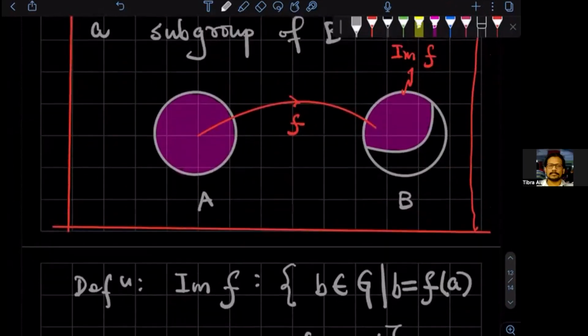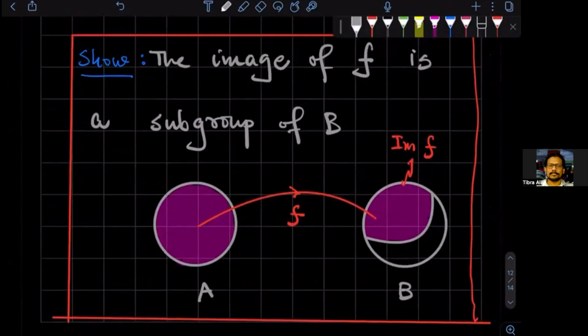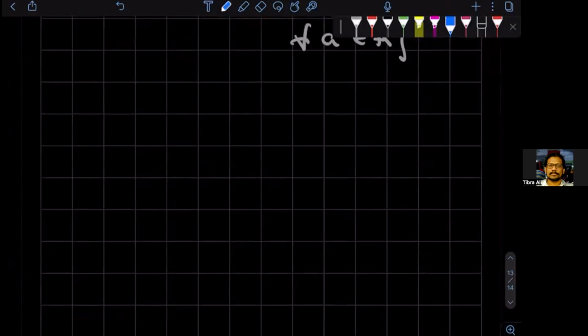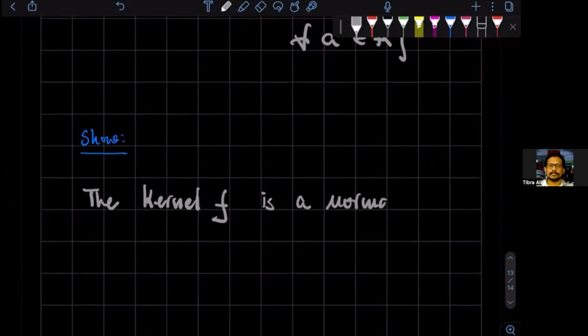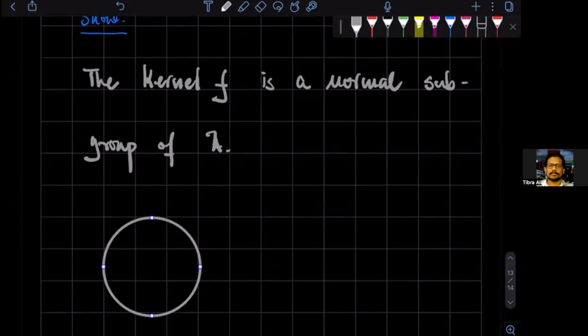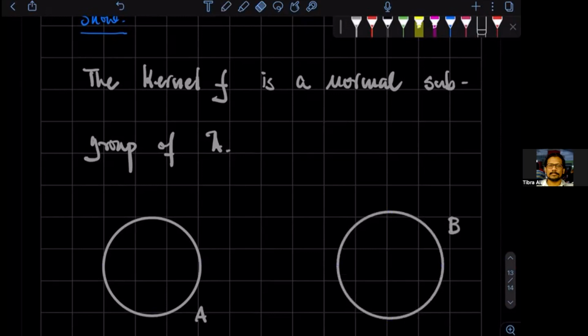So this is the first exercise I want you to do. The second exercise is the following about group homomorphism: show that the kernel of the map F is a normal subgroup of A. So what do you mean by that? Again, let's draw some pictures. Say this is A, and say this is B. What is the kernel? The kernel is the subset of A that maps to the identity element in B.